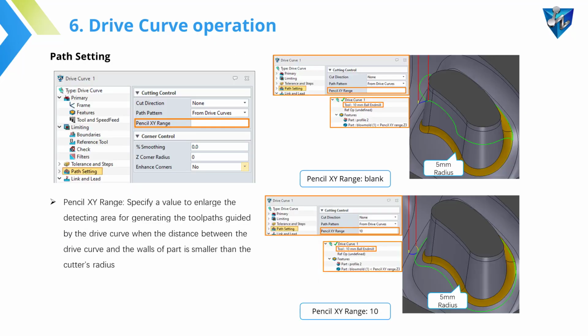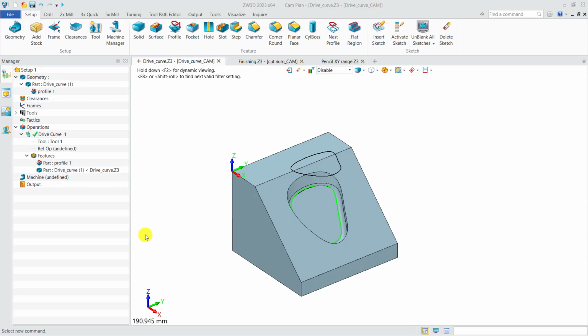And next one is pencil XY range. It's used to specify the value to enlarge the detecting area for generating the toolpath guided by the drive curve when the distance between the drive curve and the walls of the part is smaller than the cutter's radius. Now let's go to ZW3D and check.